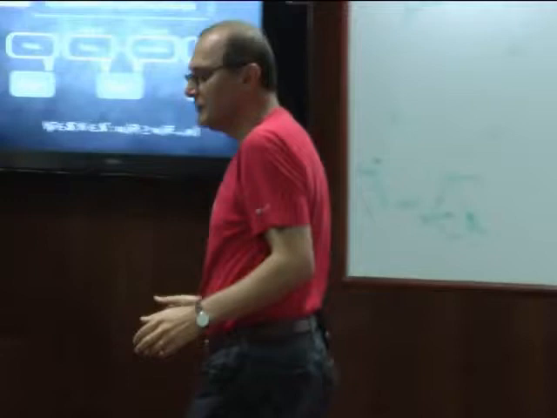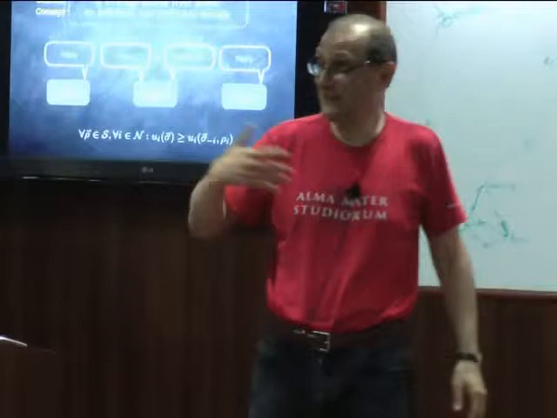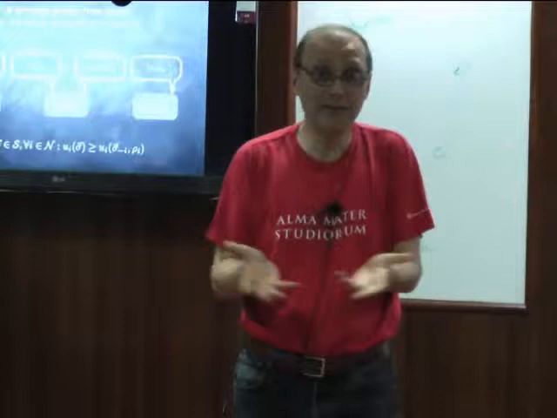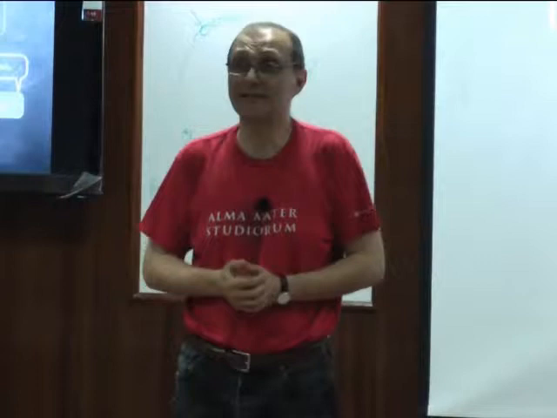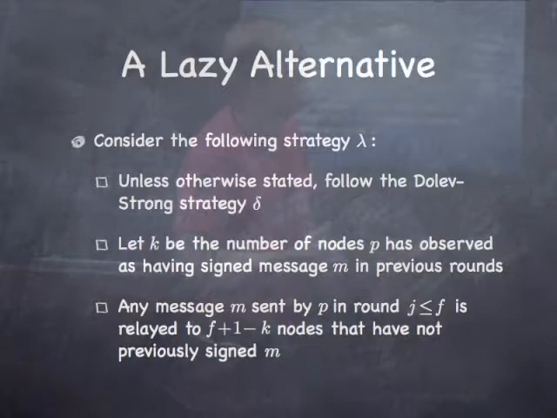Here you have to imagine that the goal would be to show that the Dolev-Strong protocol is a Nash equilibrium. The strategy would be that everybody follows the Dolev-Strong protocol, and we are asking whether that is an equilibrium. I'm going to consider as a potential deviation the following alternative. This is what I'm calling a lazy alternative.